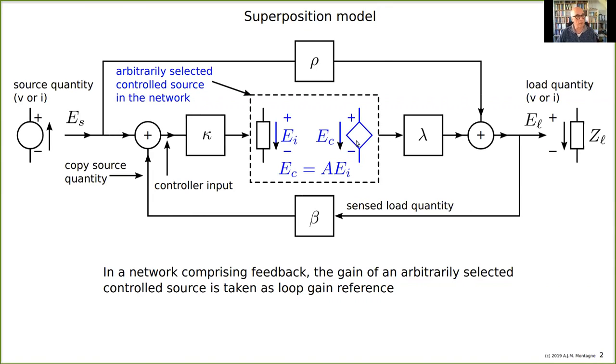Let's say there can be some transfer from this controlled quantity to the load. We call it lambda. There can be some transfer from the source to the controlling quantity. We call it kappa. There can be a direct transfer from the source quantity to the load. We call it rho. And there can be some feedback, where we have transfer from the load quantity to the input of the controller.